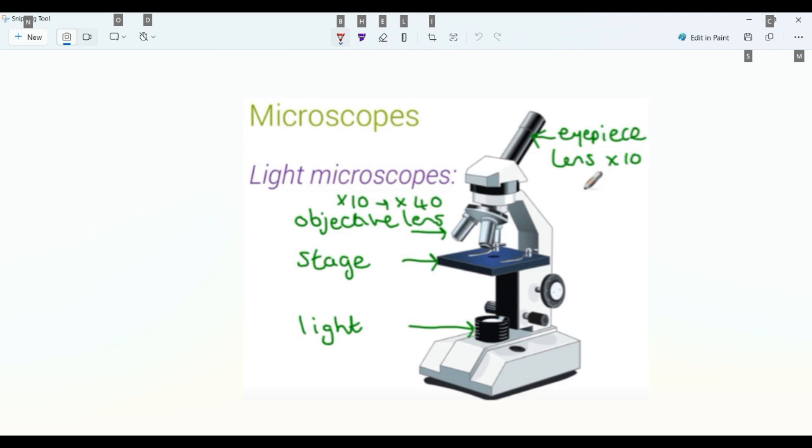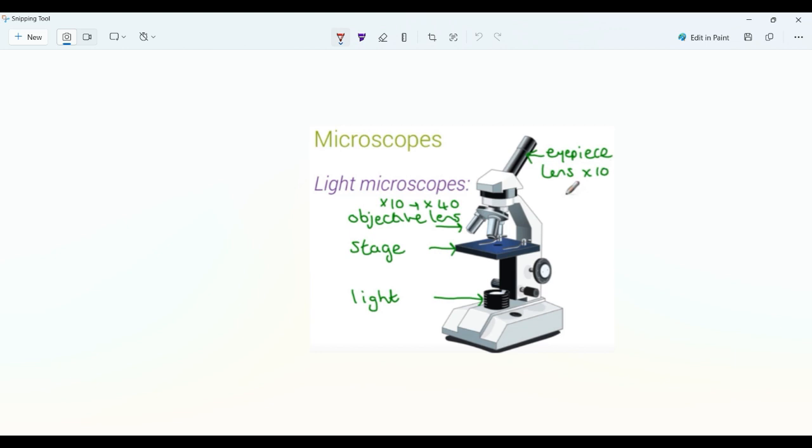So for example, if you wanted a magnification of times 400, you would set your eyepiece lens to times 10 and your objective lens to times 40. So overall, you'd have times 400 magnification. These little knobs here, all they do is lower the stage or make it go higher. That's the only thing.